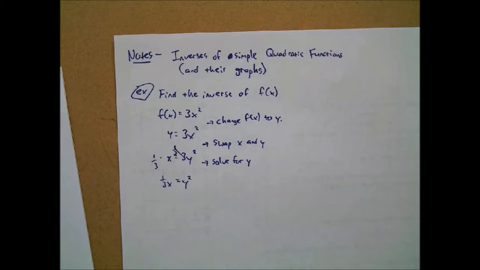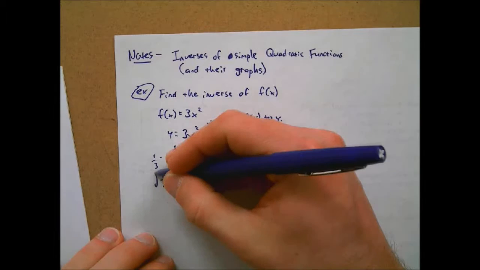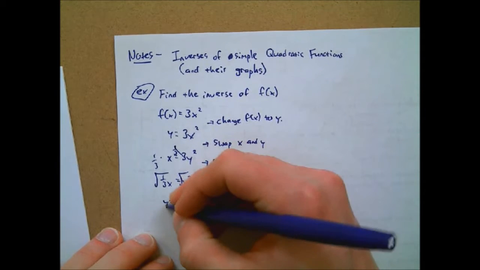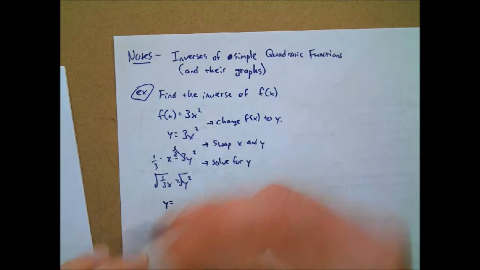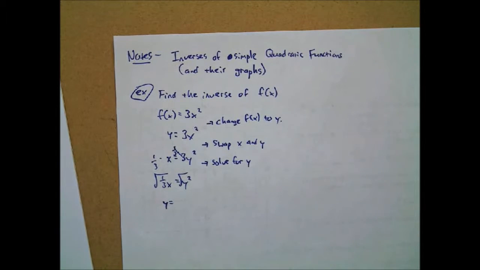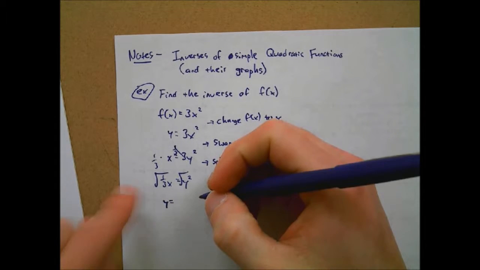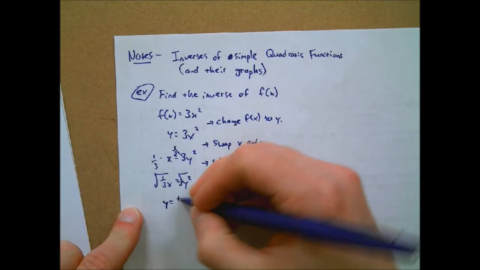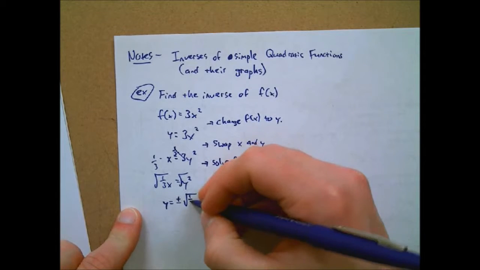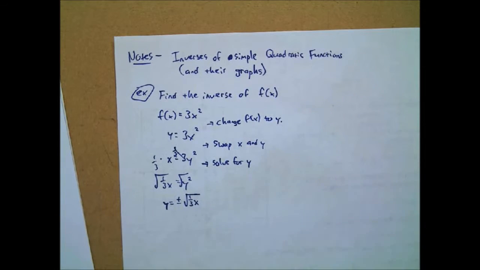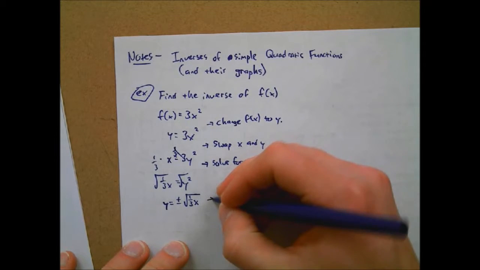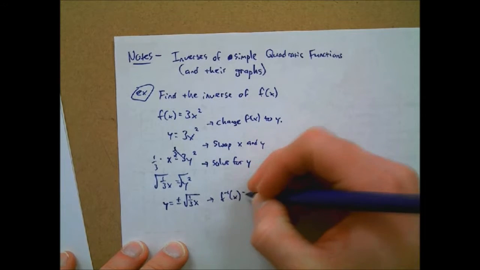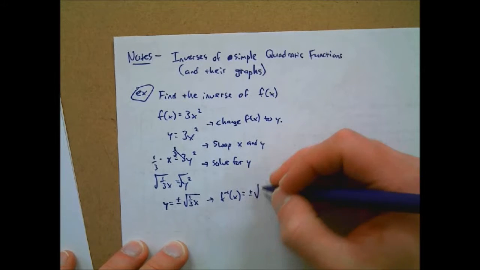And then to get rid of the square, what do we do to both sides? Square root. Exactly right. Square root both sides. So you get y equals, now we square rooted in an equation setting, so what do I need to put in front of my square root? Plus or minus. Very good. Plus or minus the square root of 1/3x. In other words, f inverse of x is plus or minus the square root of 1/3x.